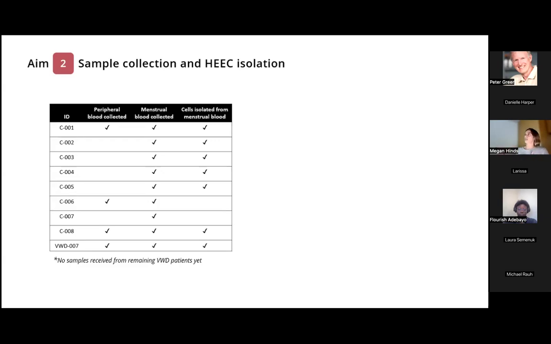So while we do have 8 controls and 7 VWD patients recruited so far, we have only received a menstrual blood sample from one of those VWD patients, and very few patients have been able to coordinate peripheral blood collection with menstrual blood.